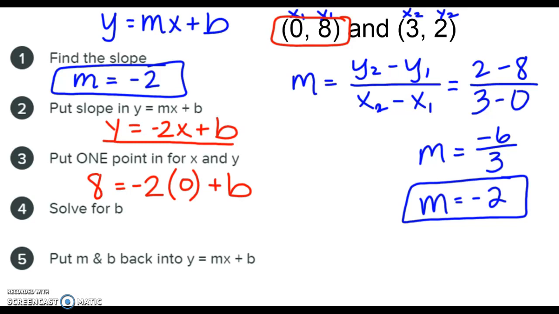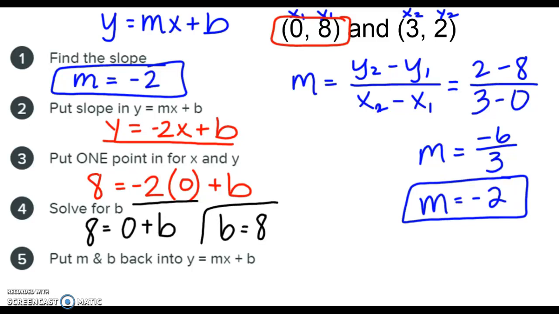Step number 4, I'm solving for b. Well, in this case, I get 8 equals -2 times 0, which is 0, plus b. Some of us get confused, like, what do we do with that 0? Well, we can just drop it. b is just 8, because if we subtract 0 from both sides, we still get 8. So b is 8. Easy peasy, right?